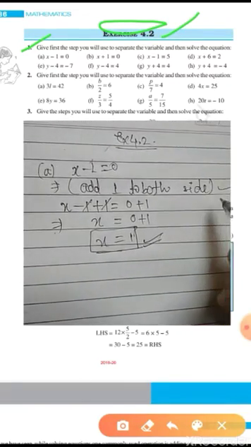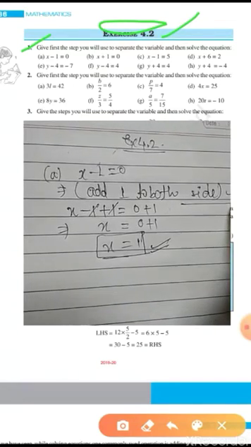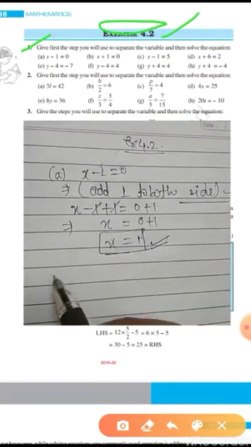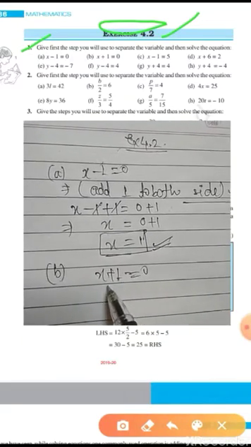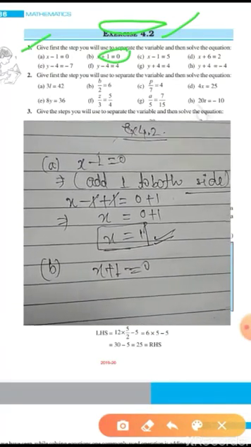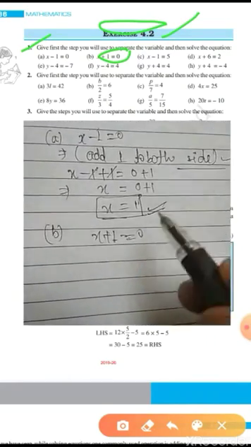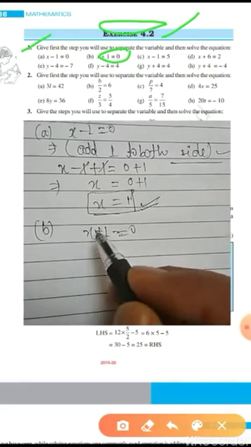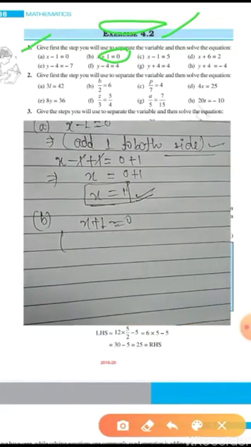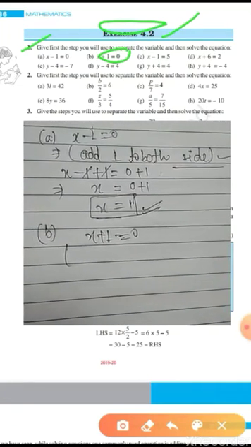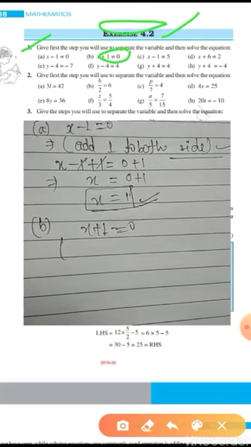Our first step is what? Add 1 to both sides to separate the variable. Okay. For B, x plus 1 is equal to 0. So what will be the first step to separate this variable? First step, if you subtract 1 from both sides, then what will you get?